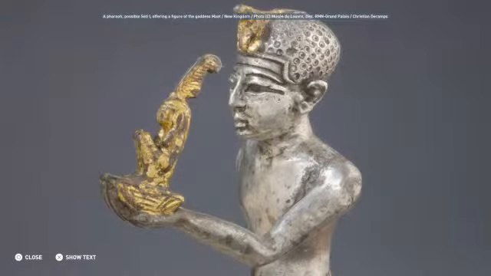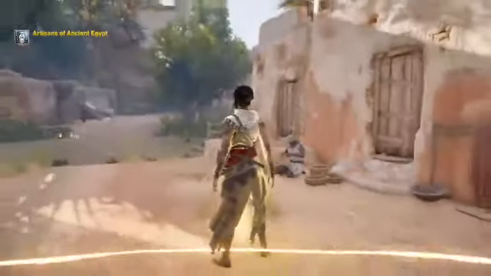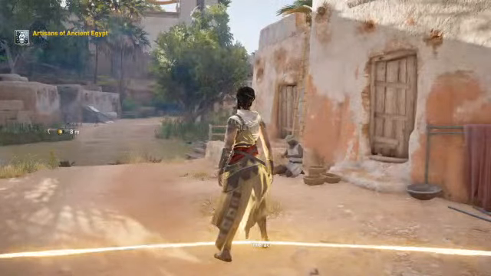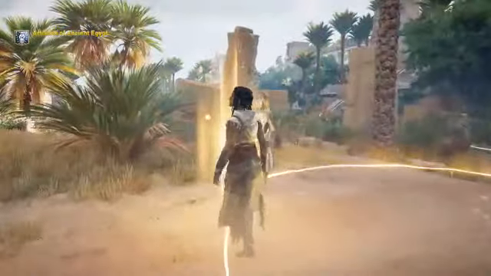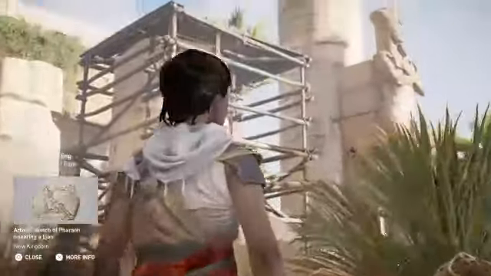New Kingdom, photo credit, Musée du Louvre, RMN Grand Palais, Christian Décamps. And that is, of course, credit for that. Then we are going to go here.